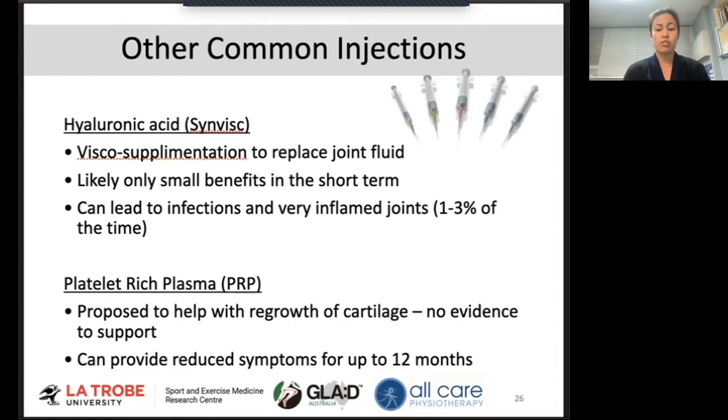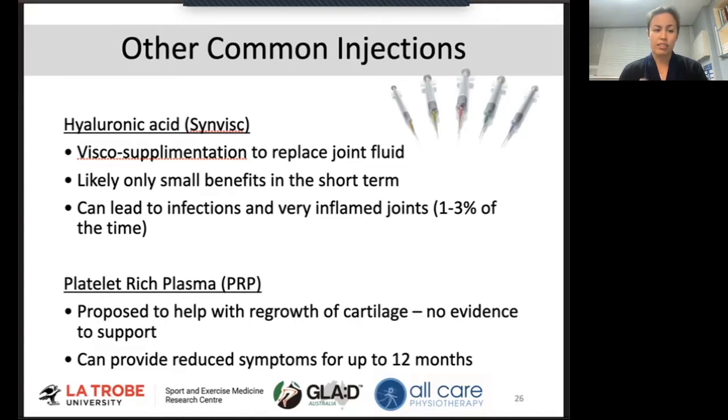There is some evidence of short-term benefit, and again, the risks can include joint infection or inflamed joints, which occurs 1 to 3% of the time. Platelet-rich plasma is another injection that is proposed to increase the concentration of growth factors in your joint, which uses your own blood, which is then processed and then put back into the joint. There is some evidence, again, that this helps pain in the short term for up to 12 months, but it's still not conclusive yet. So that's the last of the second line injections.